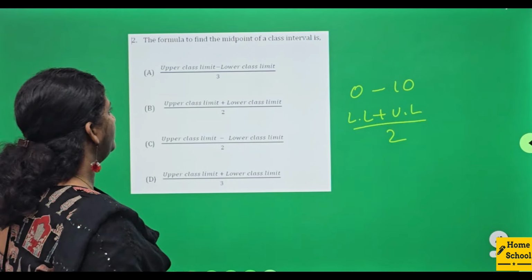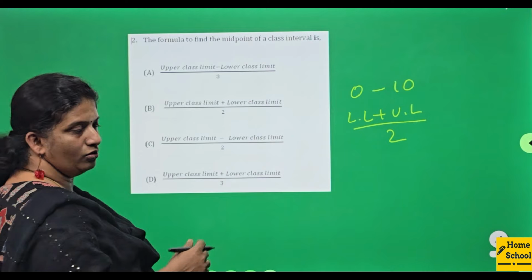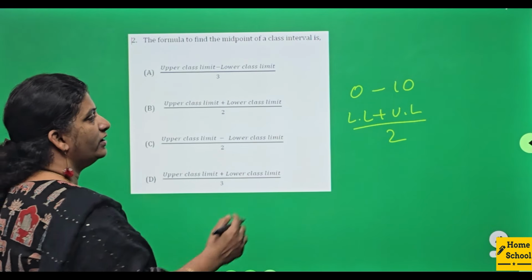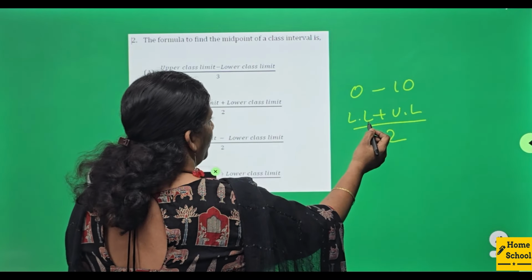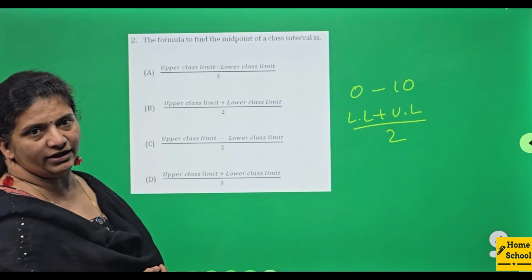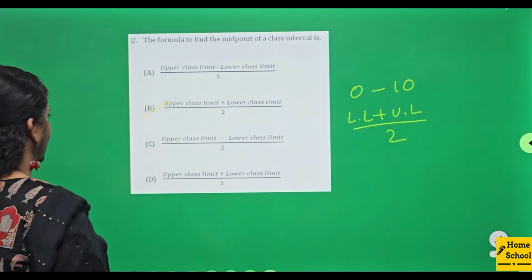Check for the option. Upper limit minus lower limit by 3? No. Upper class limit plus lower class limit by 2? Yes. Either lower limit plus upper limit by 2 you can do, or upper limit plus lower limit by 2 also you can do. So we go with option B.